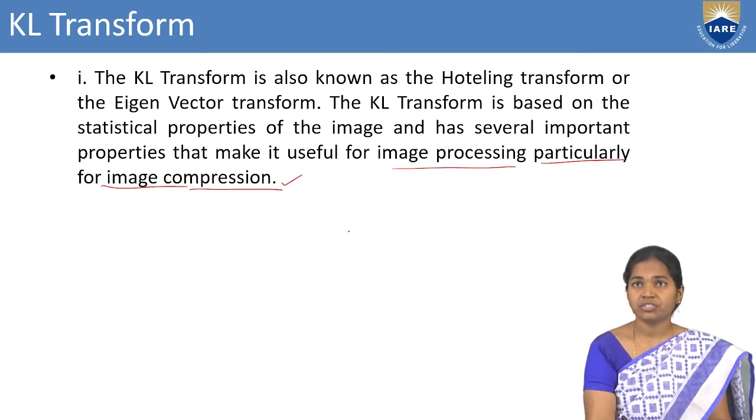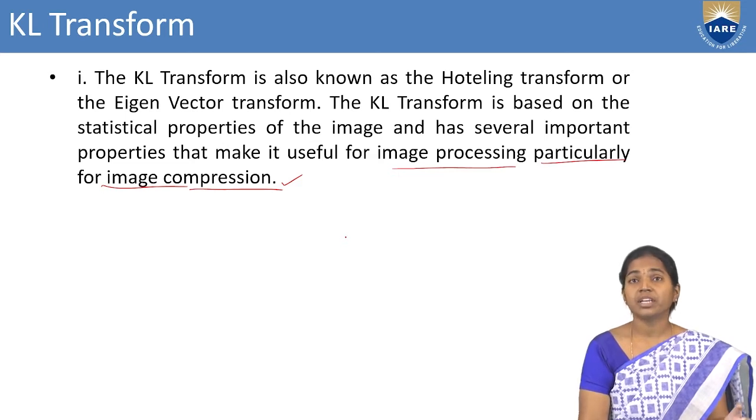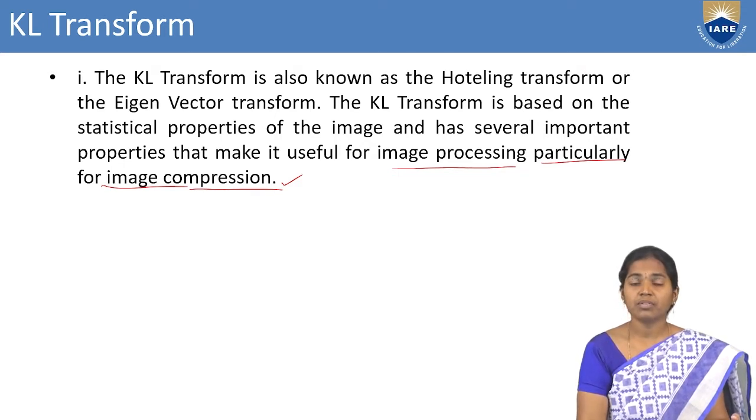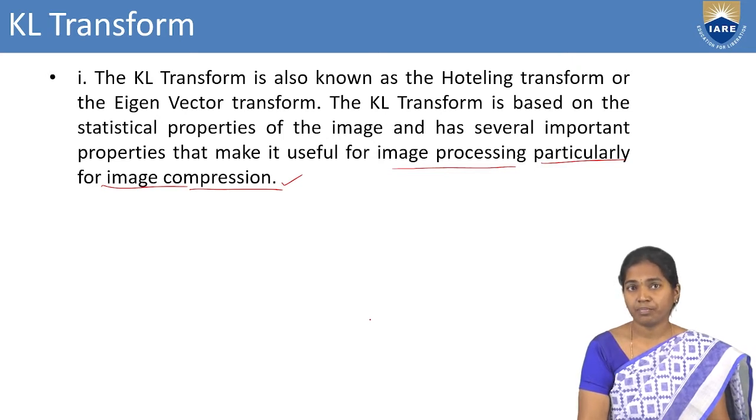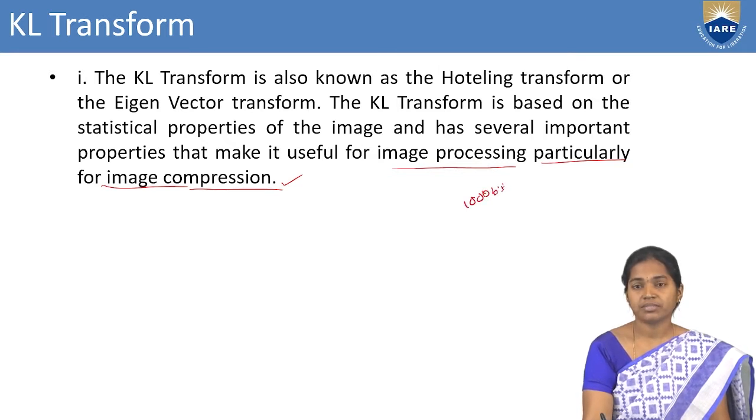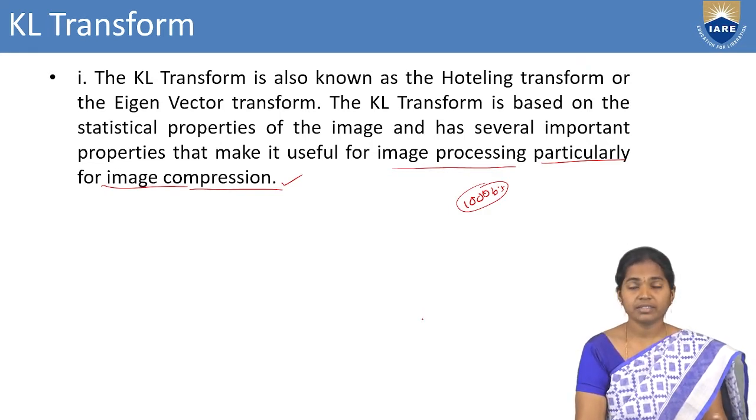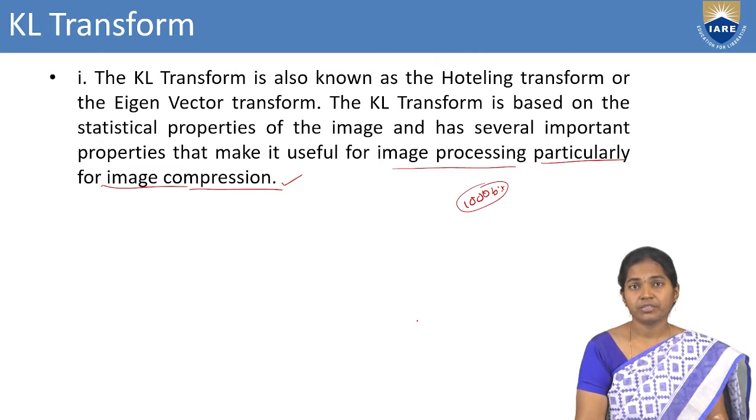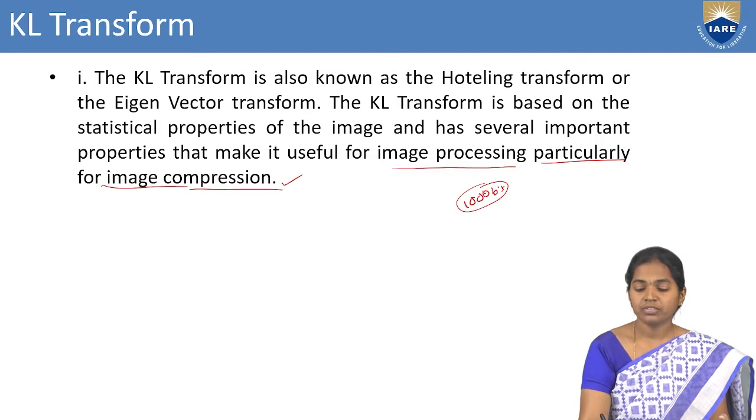What is meant by image compression? We can reduce the data bits. In digital communication, we transmit information in digital form. For example, if we are using 1000 bits and we apply a compression technique, there are different types of techniques. With the KL transform, we can reduce the image size, so instead of 1000 bits, we require only 500 bits.